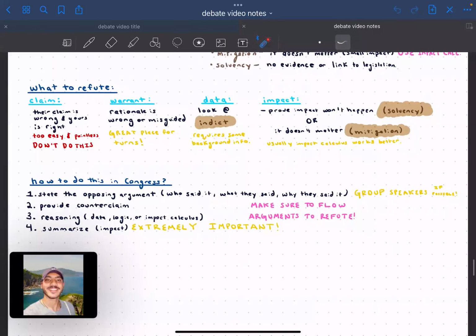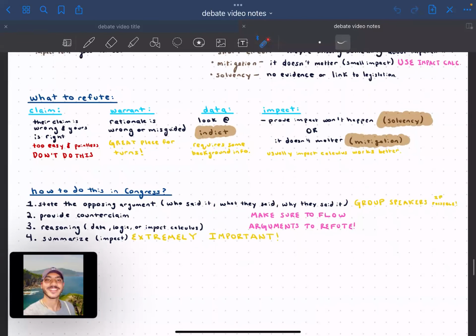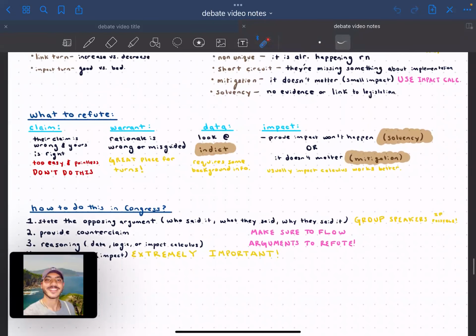All right, so what about what to refute? We know how to refute now. We know the process of it. Where do we refute? What do we refute? First, starting at the claim. This is too easy. Don't do this. This is very pointless. You would just say that their claim is wrong and you're right. This is very elementary level refutation. I would say never do this again, okay?